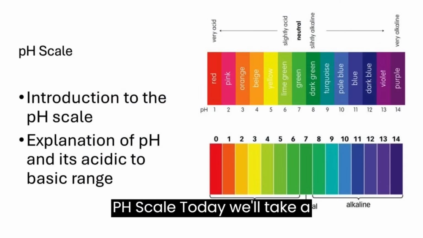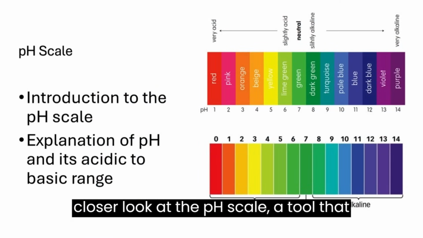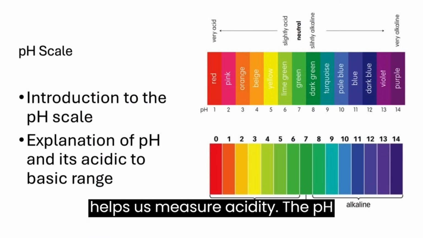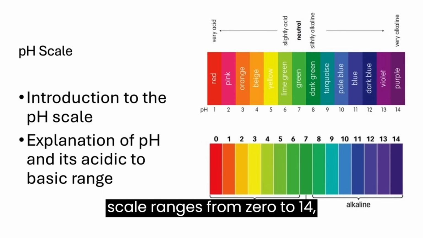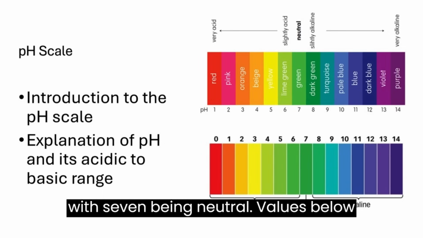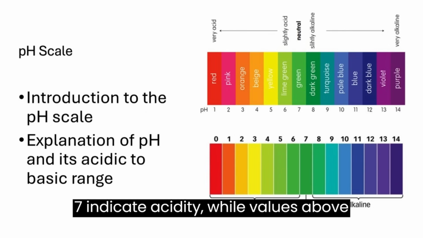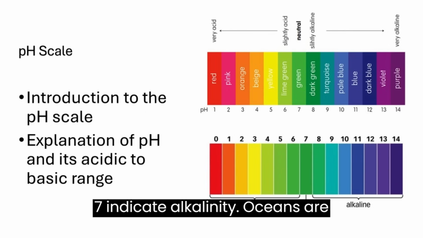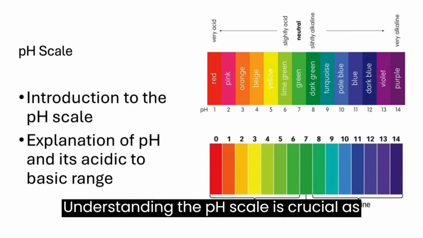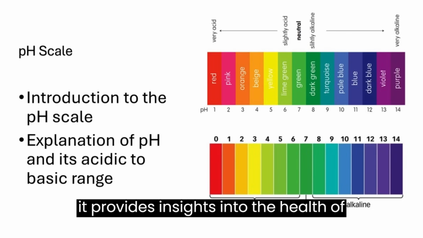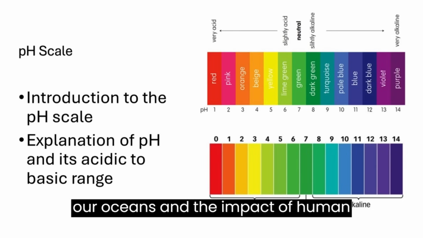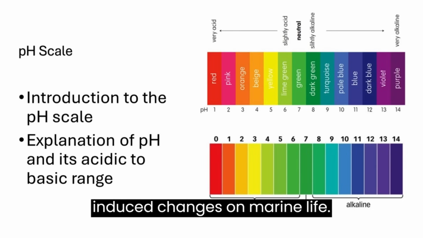pH scale. Today, we'll take a closer look at the pH scale, a tool that helps us measure acidity. The pH scale ranges from 0 to 14, with 7 being neutral. Values below 7 indicate acidity, while values above 7 indicate alkalinity. Oceans are slightly basic, but due to human activities like burning fossil fuels, they are becoming more acidic. Understanding the pH scale is crucial as it provides insights into the health of our oceans and the impact of human-induced changes on marine life.